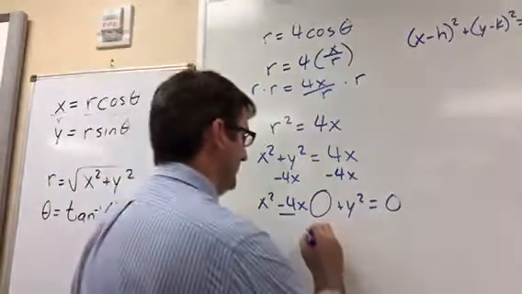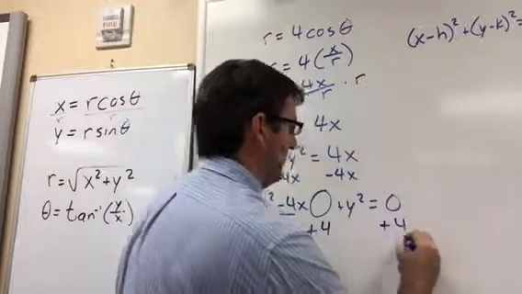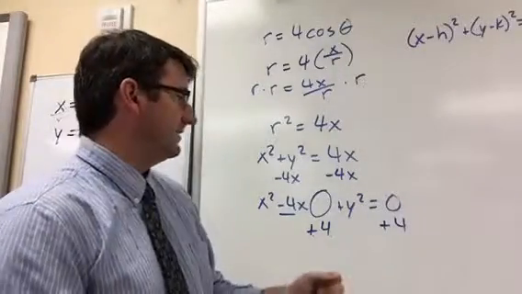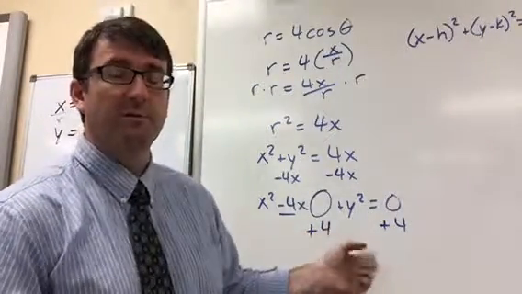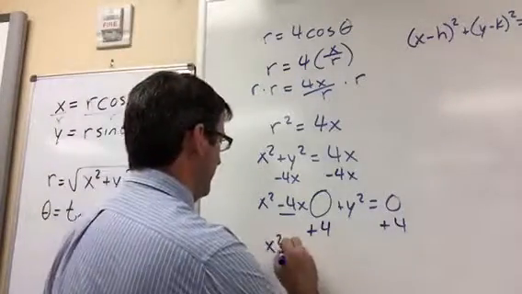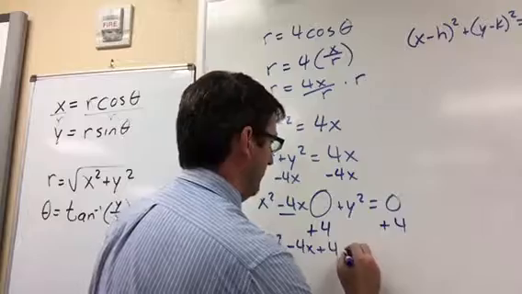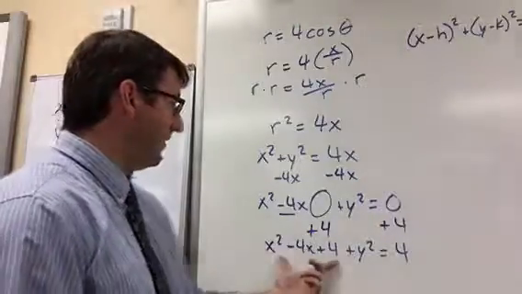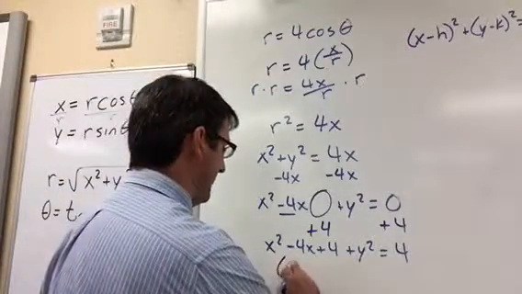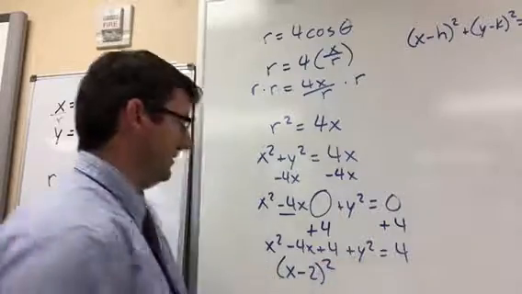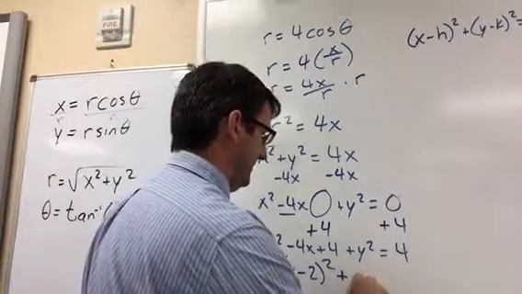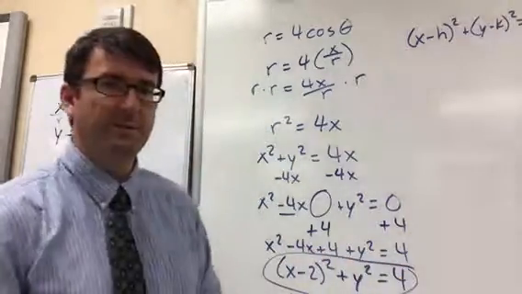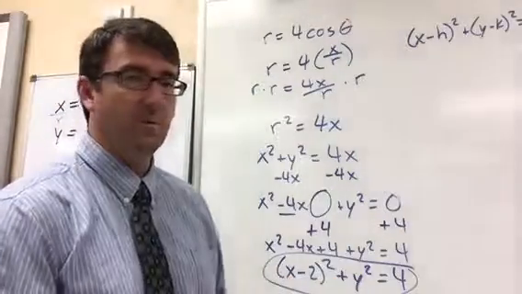And we can do that as long as we do it to both sides. So let's add 4 to both sides here. You may remember this from earlier algebra classes. It's known as completing the square. So we get x squared minus 4x plus 4 plus y squared equals 4. And now, as I said, this is going to factor down to x minus 2 squared. And then the rest of it remains the same. And that's going to be our answer right there. X minus 2 squared plus y squared equals 4.